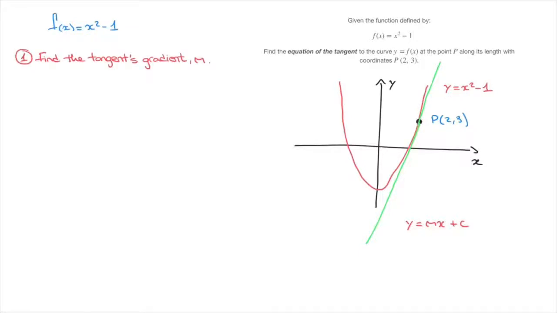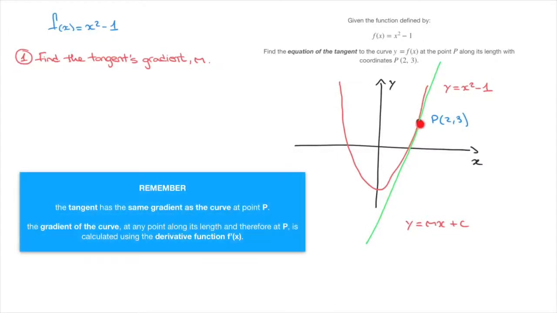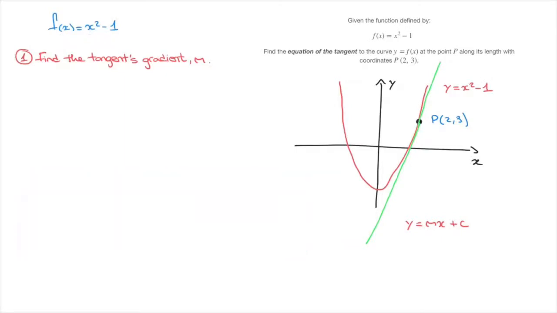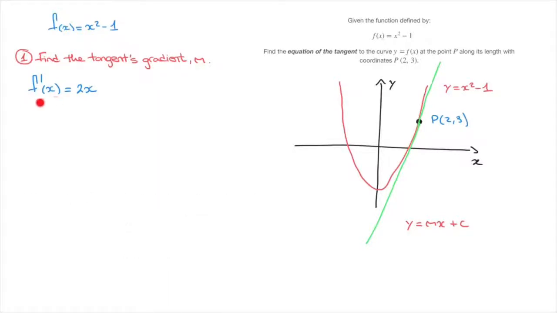Now, since the tangent has the same gradient as the curve at point P, all we need is the derivative of the curve's function. That's the derivative of f of x, which equals x squared minus 1. So let's go ahead and start with that. f dash of x, the derivative, will equal 2x. And to find that, I've used the power rule for differentiation.